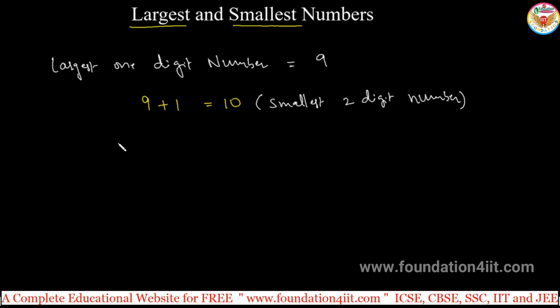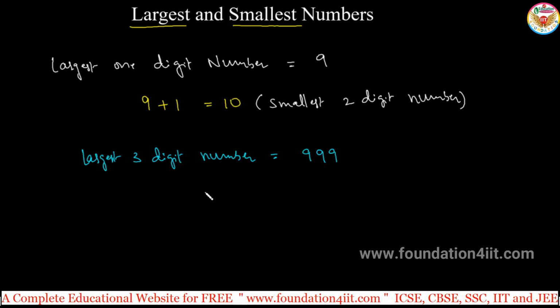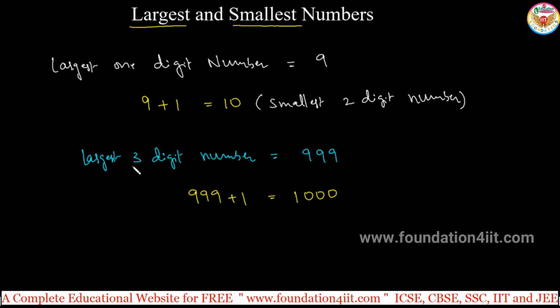Now in the same way, take the largest three digit number. The largest three digit number is three nines, that means 999. By adding 1 to this, 999 plus 1 becomes 1000. Now 1000 is the smallest four digit number. The largest three digit number plus 1 is the smallest four digit number.